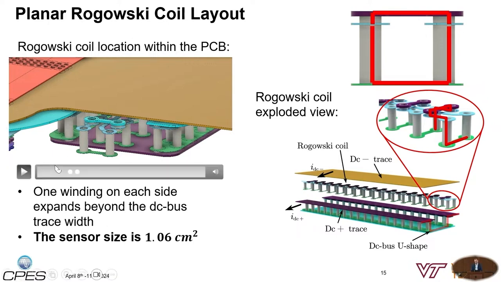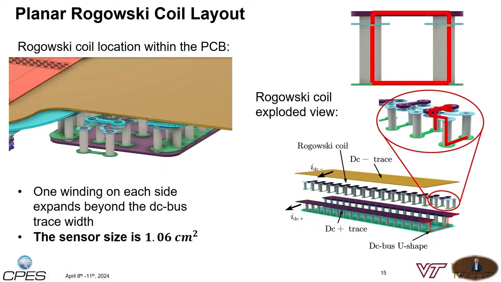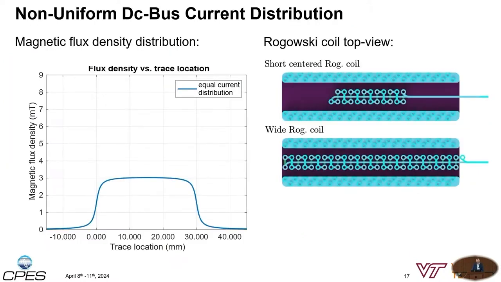But what we also see is that the designed sensor has a size of 1.06 centimeters square. That's 14 times smaller compared to the helical Rogowski coil. So the Planar Rogowski coil has good possibilities of decreasing the size of the sensor. When it comes to the sensor design, we had multiple options. One, which I'm showing in the right figure, is to have a Rogowski coil that doesn't span over the whole width of the DC bus. The second version is where the Rogowski coil spans over the whole width.